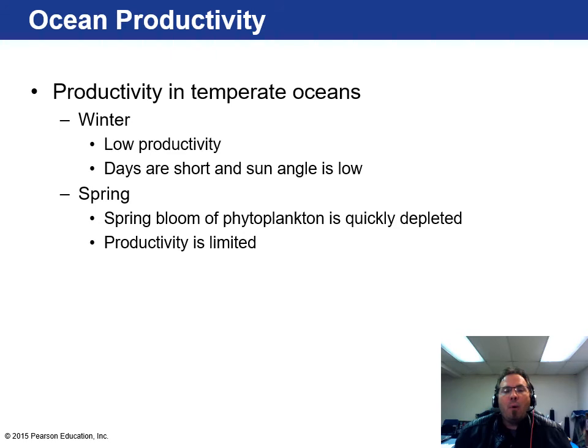So in the spring, you have this huge bloom of phytoplankton that's quickly depleted because even though you have more sunlight, the productivity is limited because the water warms up fairly quickly. So you have a narrow window where you have this big spring bloom.